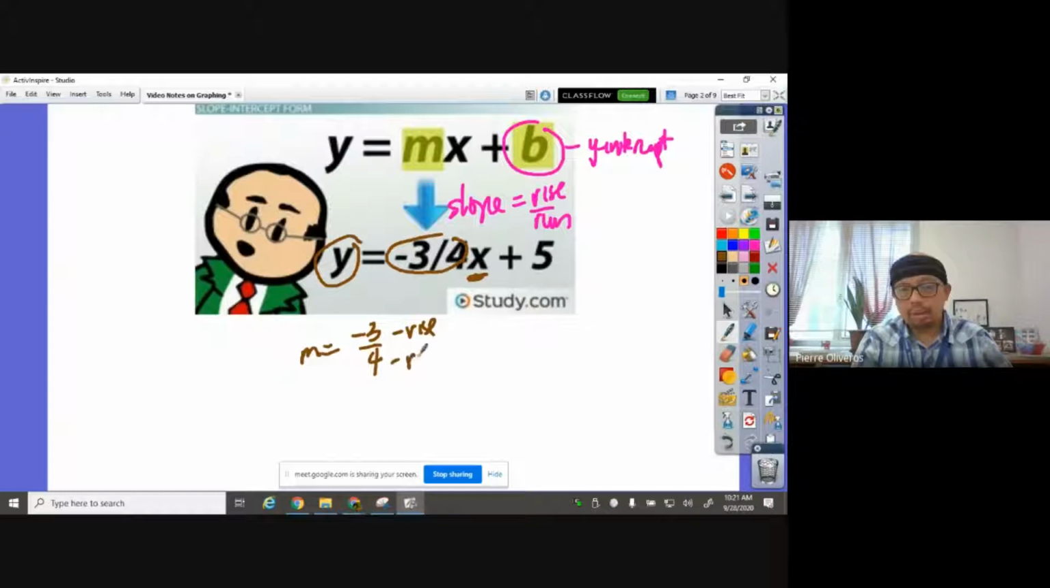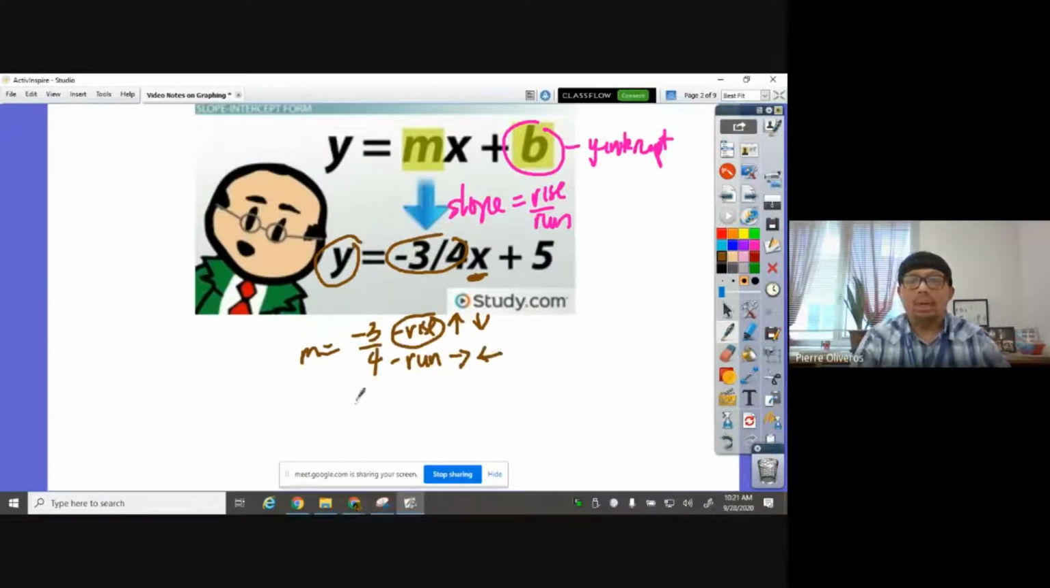The run is 4. When we say rise, that means it's gonna either go up or down. If it's positive, it's gonna go up. If it's negative, it's gonna go down. For the run, if it's positive, it goes to the right. If it's negative, it goes to the left.